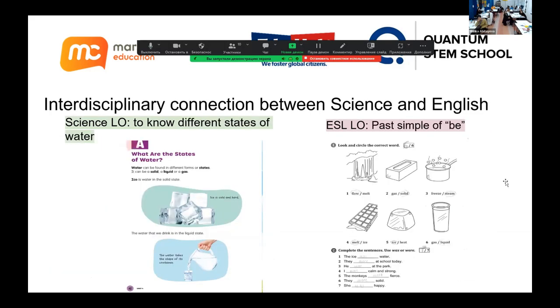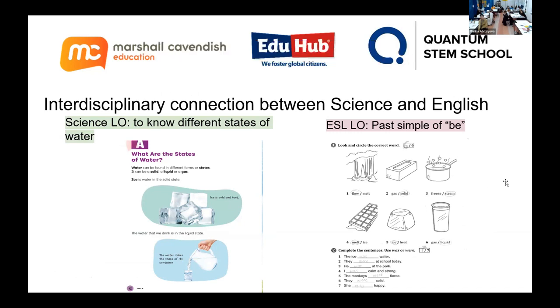Okay. Another example is here. As I said, so science lesson objective. This is from grade 2: to know different states of water, solid, liquid, gas, and etc. This is the lesson objective, past simple of be. However, they were studying the context of states of matter. And this is when I just realized how our lessons are connected. She said, did you study? I said, yes. And she said, okay, they are doing so much great. She was so happy that our ECL teacher doesn't have to teach these words because they already know. Okay, so melt, solid, steam, ice, and etc.